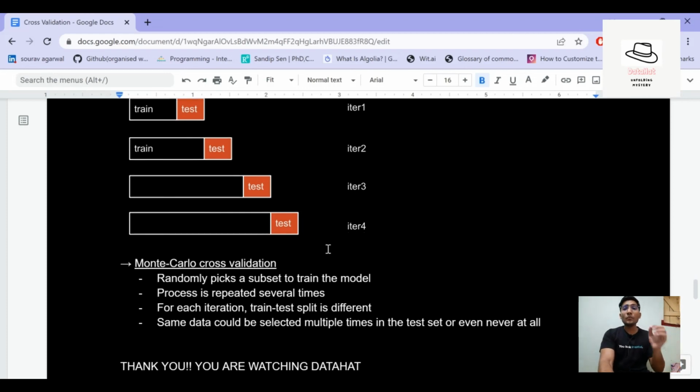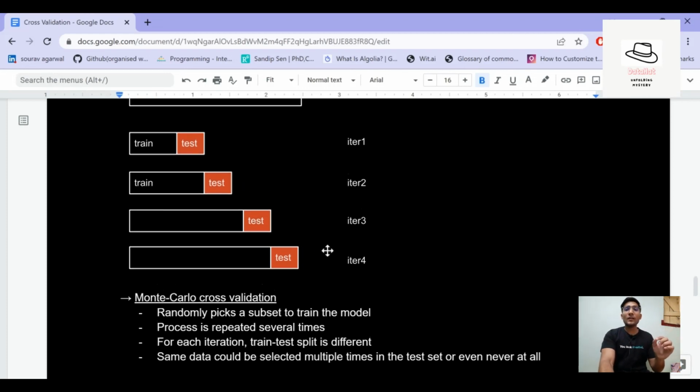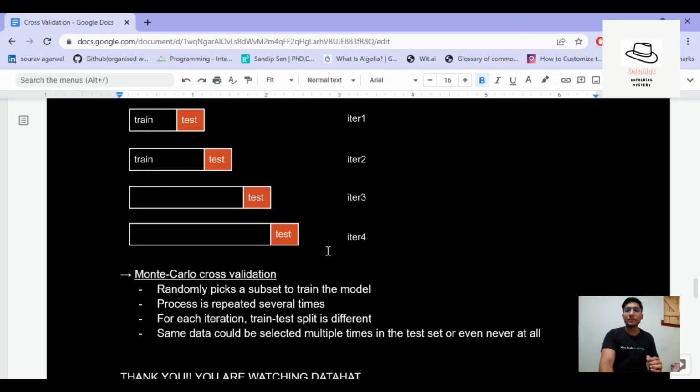So hope you learned the 6 techniques of cross validation: the holdout cross validation, k-fold cross validation, stratified k-fold cross validation, time series based cross validation, leave p out cross validation, leave one out cross validation, and lastly, the least important, Monte Carlo cross validation.